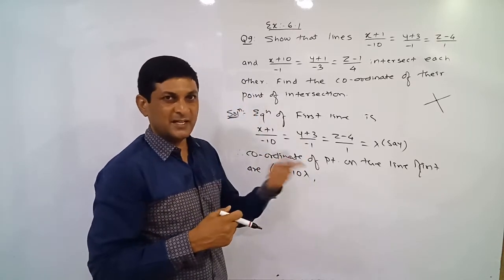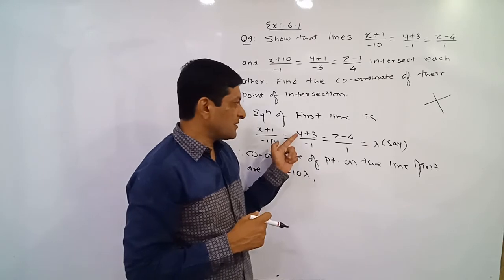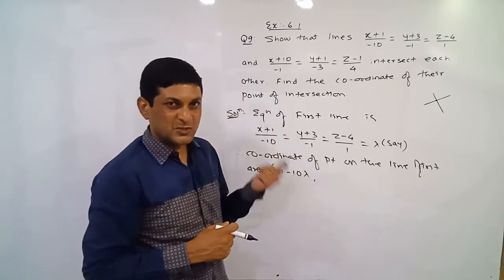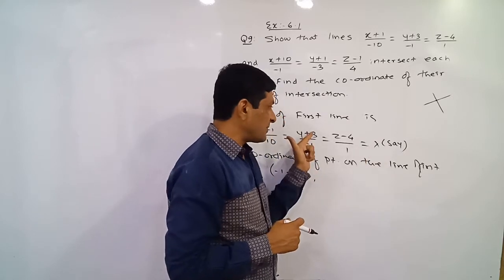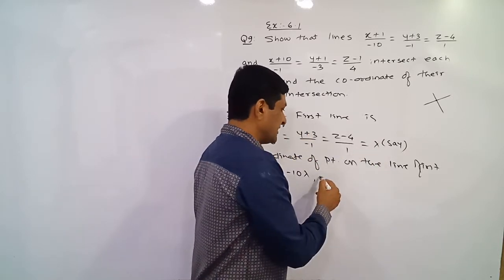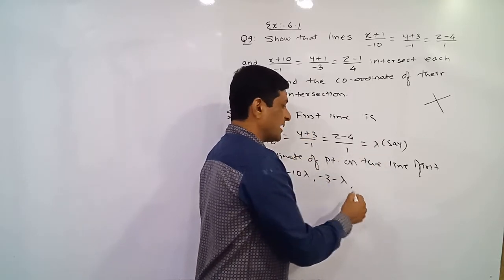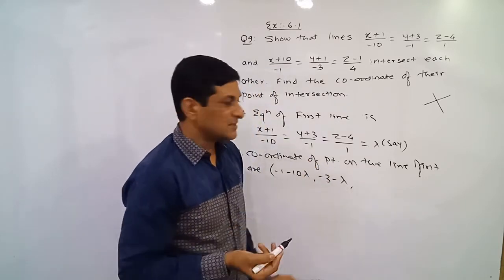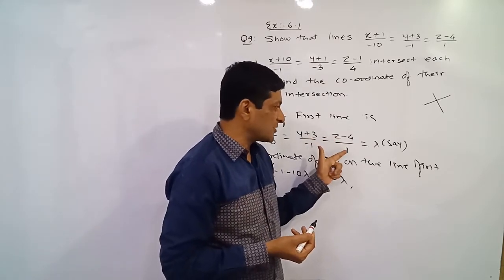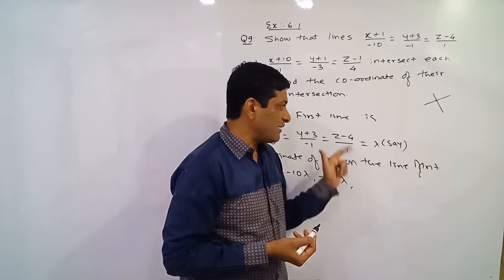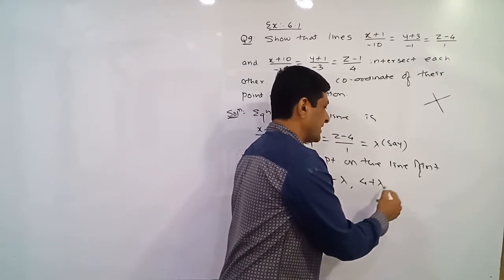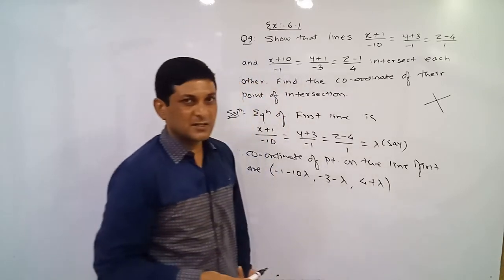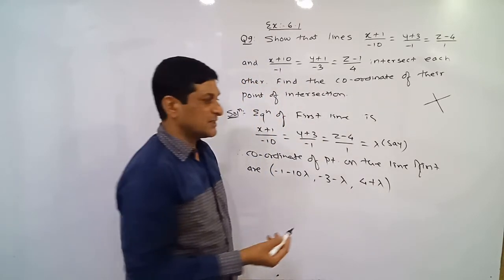What is x, y, z? Any point on that line. Now we find the value of y, the y coordinate of any point. Minus 1 into lambda is minus lambda, and plus 3 on this side becomes minus 3. So minus 3 minus lambda will be the y coordinate. In the same way, the z coordinate: 1 into lambda is lambda, and minus 4 on this side becomes plus 4, means 4 plus lambda. So in this way we have got the coordinates of any point on the first line.